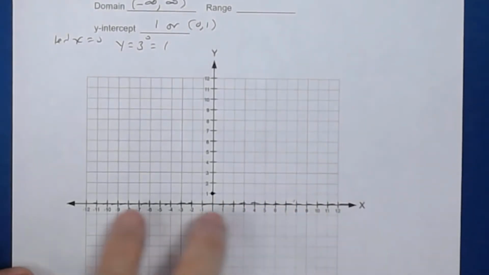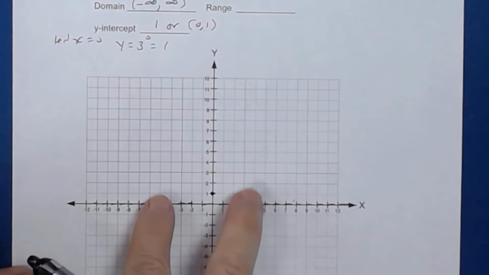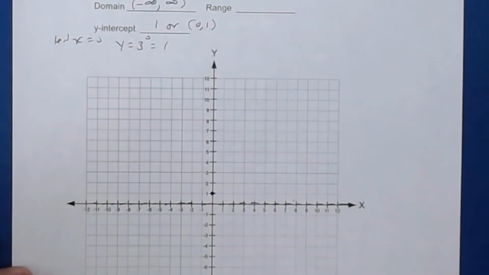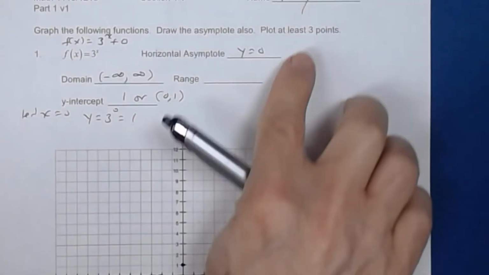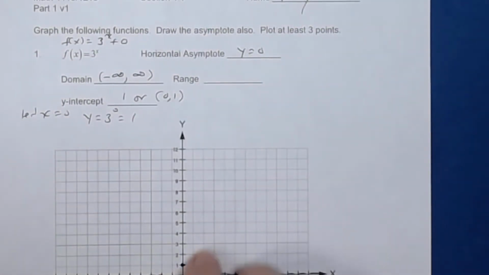That means that the graph is above the horizontal asymptote. Now all I need is a couple more points, because I want you to do 3 points, to draw a better part of the graph.